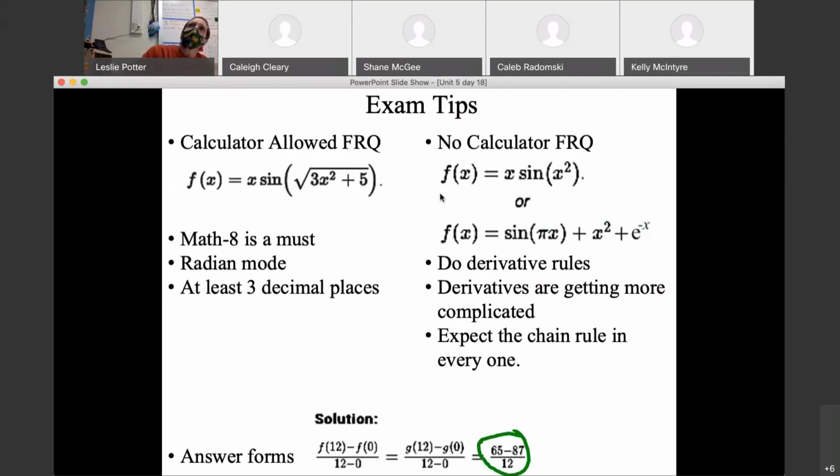No calculator, this is more like a no calculator, right? Still got a chain rule, still got a product rule, just a lot simpler. You got a chain rule in here. Pi x, its derivative is pi. You even got a chain rule in the e to the minus x, right? Derivative of e to the minus x is -1. We got chain rules there. And then as far as answer forms go, particularly in the no calculator, this is a perfectly acceptable answer form. You don't have to do any math there. That's an algebraic equivalent to whatever the answer is.